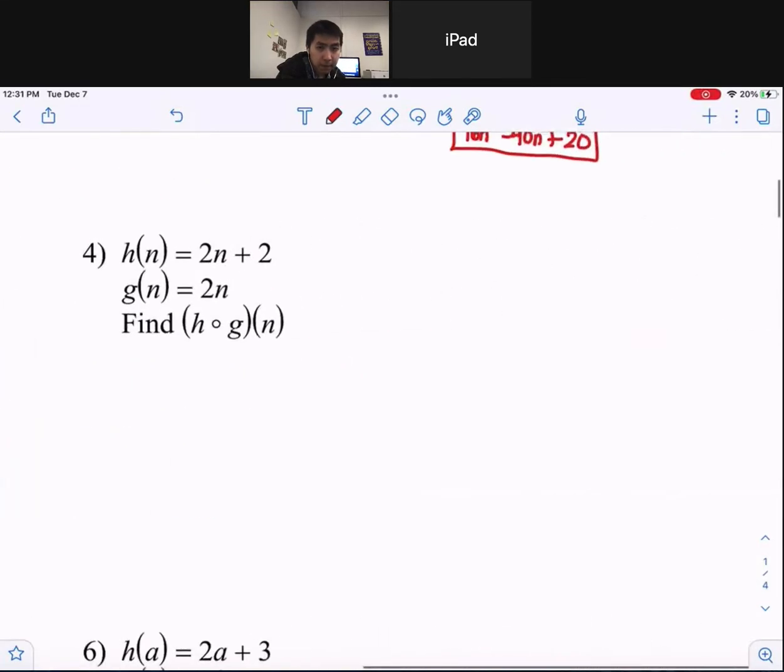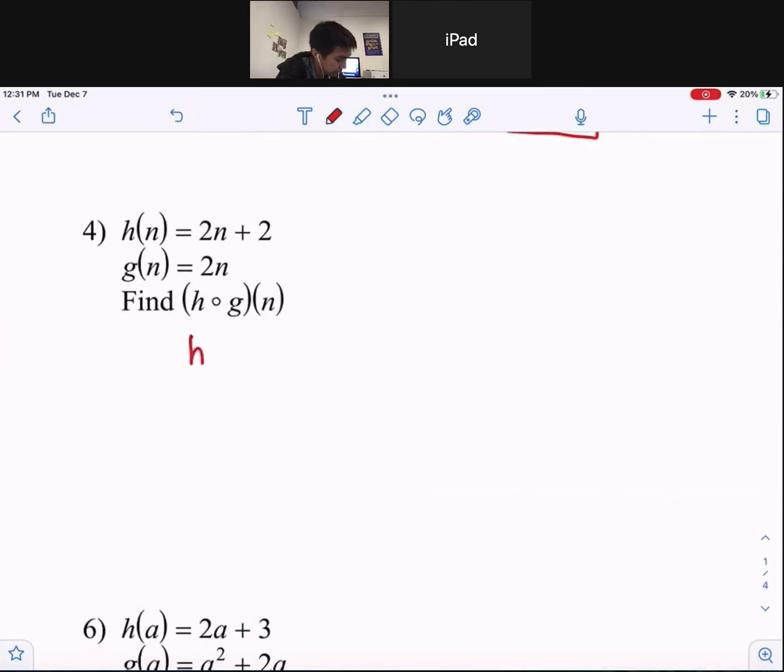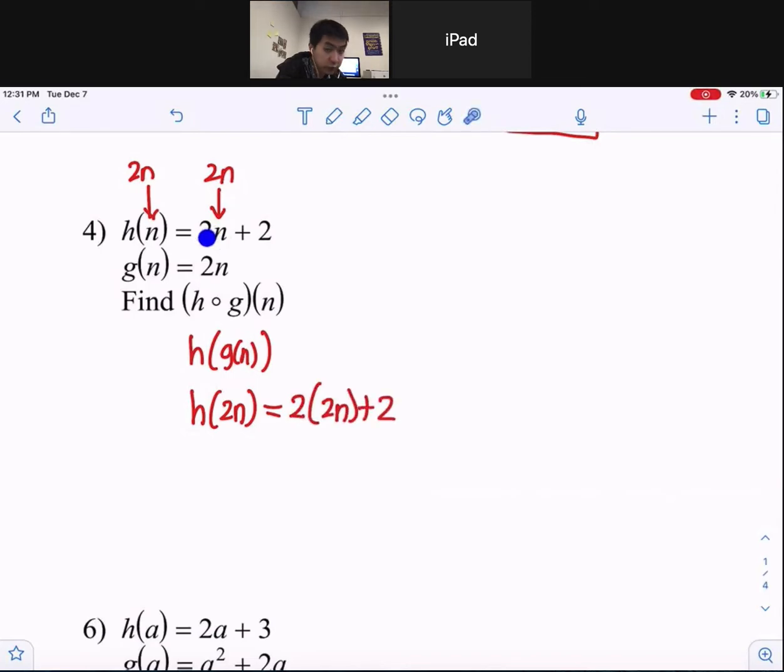Okay, number 4. Again, h of g of n. This is g of n, so substitute this 2n in for this g of n. h of 2n. Now in the h function, all these n's are now 2n. So h of 2n equals 2 times 2n plus 2. 2 times 2n plus 2, which is 4n plus 2.